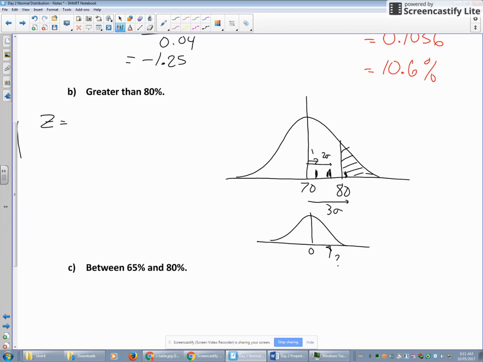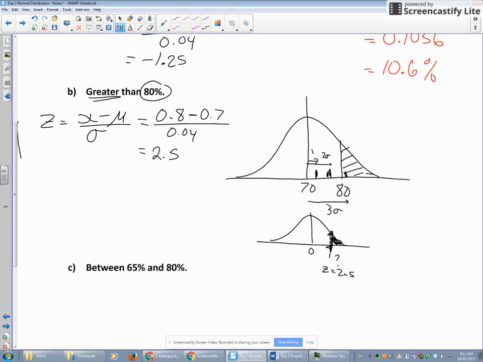So I use my formula: z is equal to my point x, subtract the mean, over the standard deviation. We're talking about 80% in this case. So my x is 0.8, subtracting my mean, which is 0.7, over my standard deviation, which is 0.04. Excuse me, this gives me a z-score of 2.5. So what I'm trying to find is a z of 2.5, and I'm interested in the area above 2.5 because I'm looking for greater than 80%.